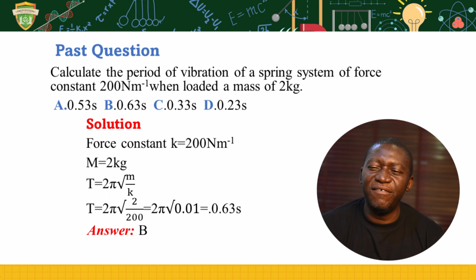From here, we are given the force constant, 200 newtons per meter, and then the mass is given as 2 kilograms. So if you look at the period for a loaded spiral spring, the formula is given as 2 pi square root of m all over k. So if we substitute the value of k and m into this equation, we are going to have the period of vibration, which is 2 pi into square root of 2 all over 200. So with the right substitution, you are going to know our answer here is 0.63 seconds. And from the question, we can see the correct option is B.